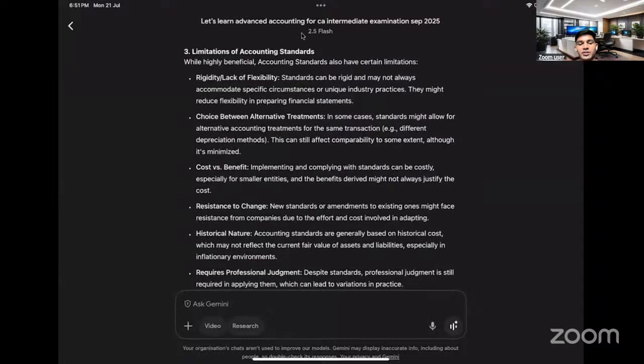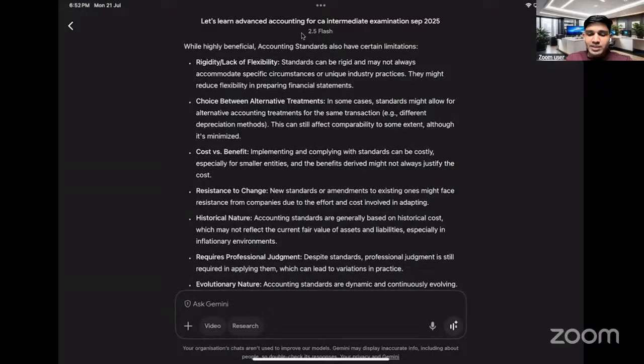Limitations of accounting standards. While highly beneficial, accounting standards also have certain limitations. Rigidity and lack of flexibility: standards can be rigid and may not always accommodate specific circumstances or unique industry practices. They might reduce flexibility in preparing financial statements. Choice between alternative treatments: in some cases, standards might allow alternative accounting treatments for the same transaction, for example, different depreciation methods and inventory valuation methods. This can still affect comparability to some extent, although it's minimized.